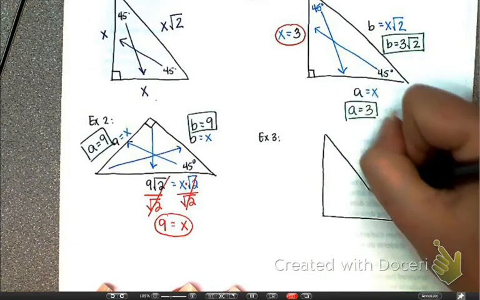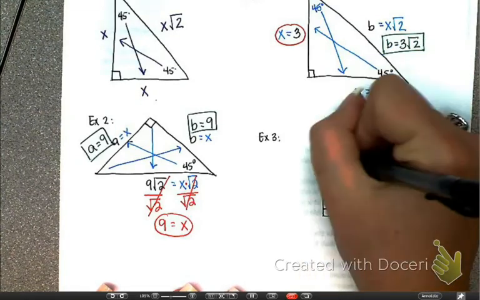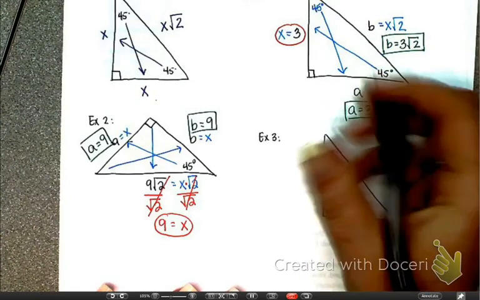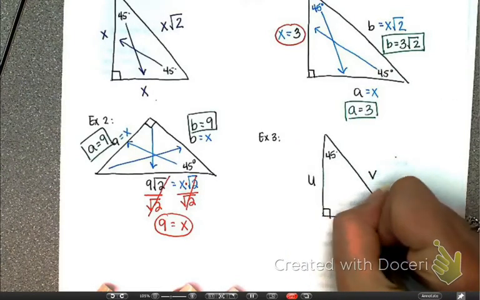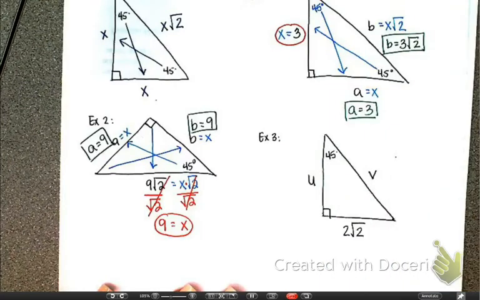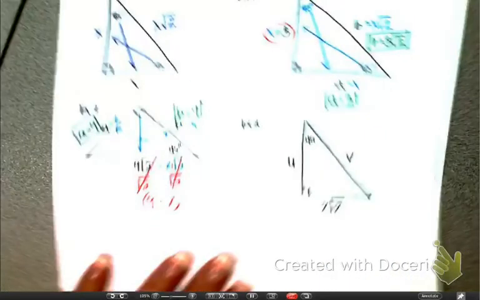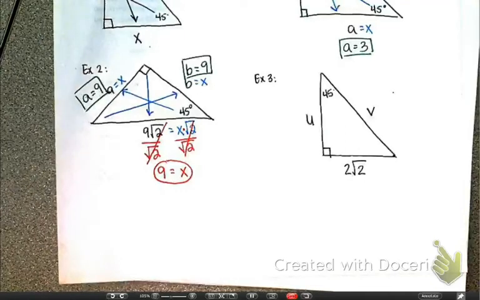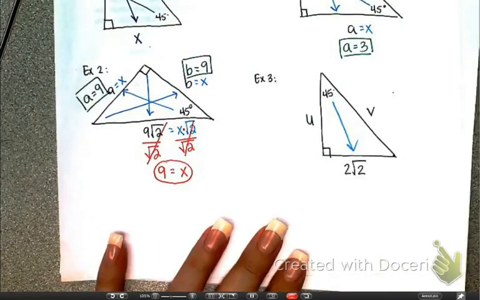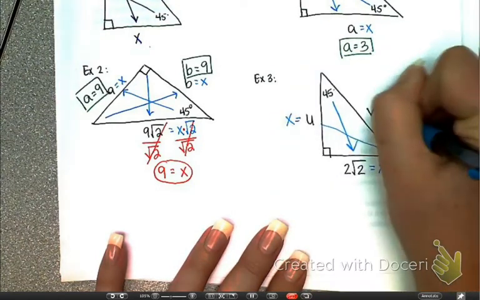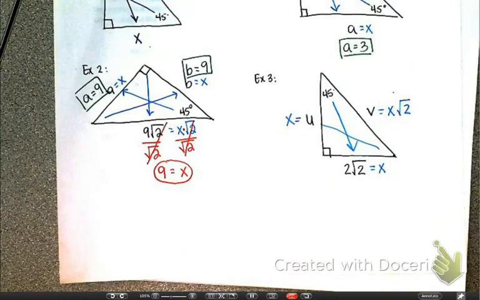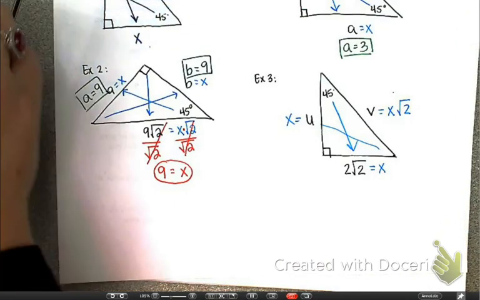Really, we just have to practice them. I want you to try this one. I want you to go from labeling to solving to plugging back in, so you're going to do the whole thing. If you need your group, use your group. But I want you to solve that problem. So step 1, label. X, radical 2. So far, so good?